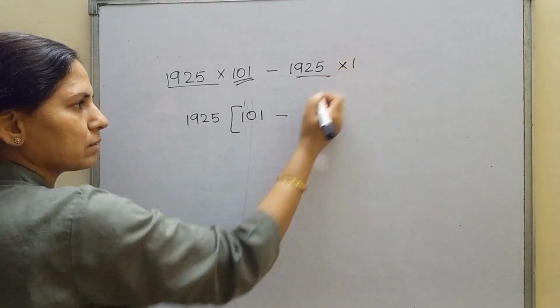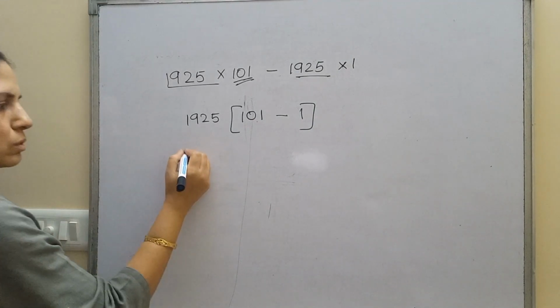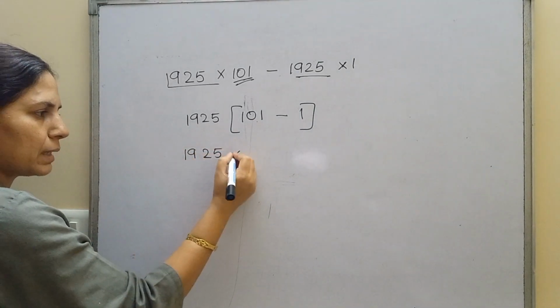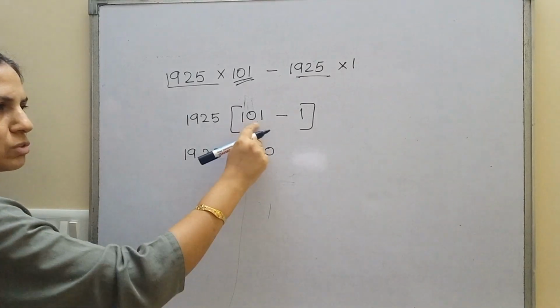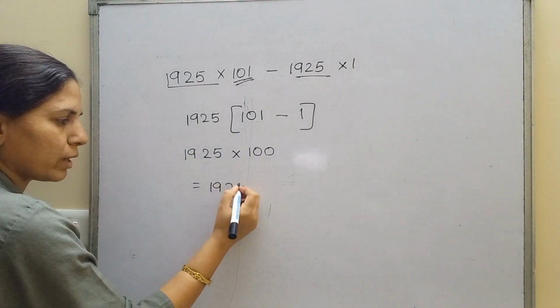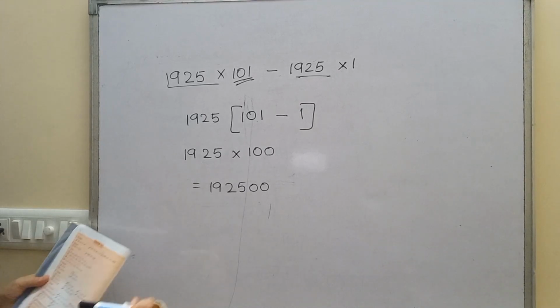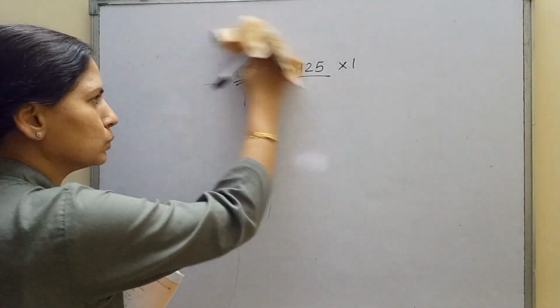Minus, see, there is no number here, so put a 1 here. So this is 1925 multiplied by 100. 101 minus 1 makes 100. So this is 192500. This is the ending of question number 2.